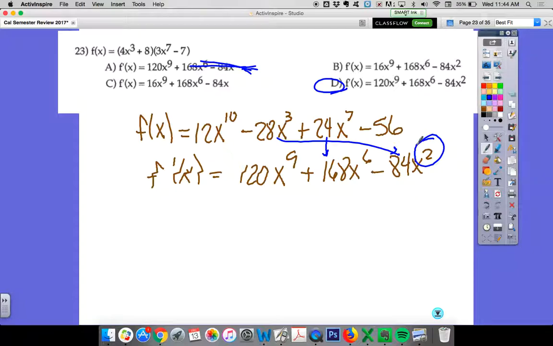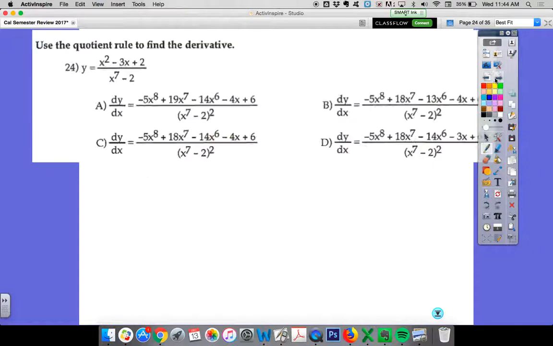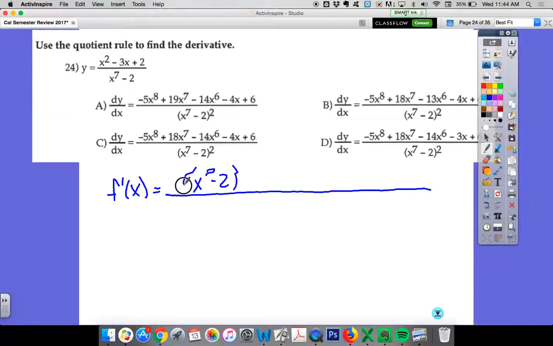Okay. Let's keep moseying along. All right, quotient rule. We did the quotient rule earlier. So let's see if you remember it. Remember how it went? So the V part is which one? The bottom. So I'm going to write down the bottom, and I'm going to wrap him up. And then I'm supposed to multiply him times the derivative of the top, which is 2x minus 3. X to the 7th minus 2.